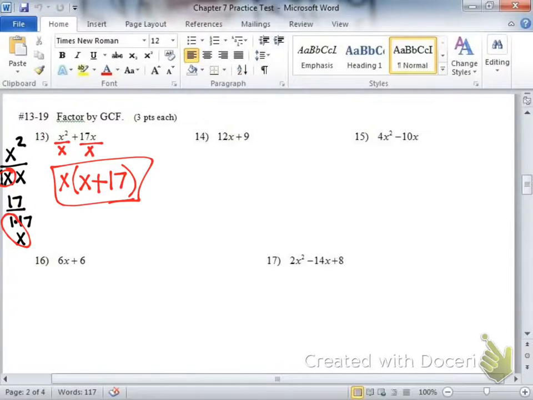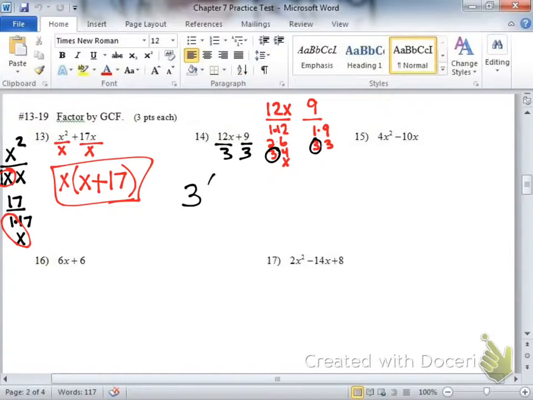Next we have 12x and 9. So we have 1 and 12, 2 and 6, 3 and 4, x. We also have 1 and 9, 3 and 3. No variables. So what's the GCF? 3. So I'm going to divide everything by 3.